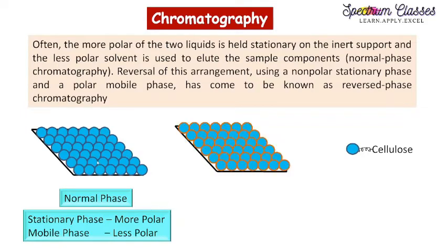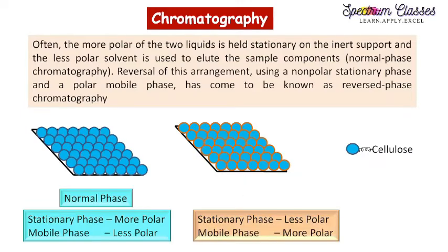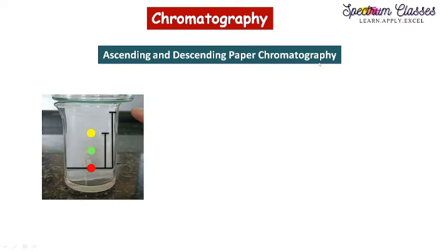Whereas if we have the same kind of picture, and on this water or Whatman filter paper we coat another layer of wax or paraffin, so this brown color shows the paraffin film over the Whatman filter paper. In that case, paraffin is less polar, and if we use a more polar mobile phase, the stationary phase is less polar and the mobile phase is more polar. Then this kind of paper chromatography is termed reverse phase chromatography.